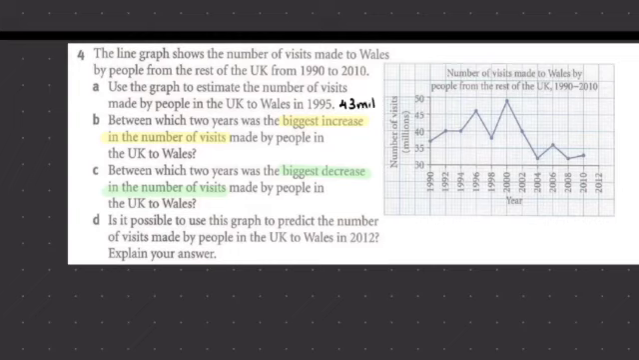43 million. Between which 2 years was the biggest increase? So you can see the steepest increase will be here. So from 1998 to 2000 is your answer. And then between which 2 years is the biggest decrease in number of visits made by people in the UK to Wales? It should be here, from 2000 to 2002. Is it possible to use the graph to predict the number of visits made by people in the UK to Wales in 2012? I would say no, because there is no specific trend.